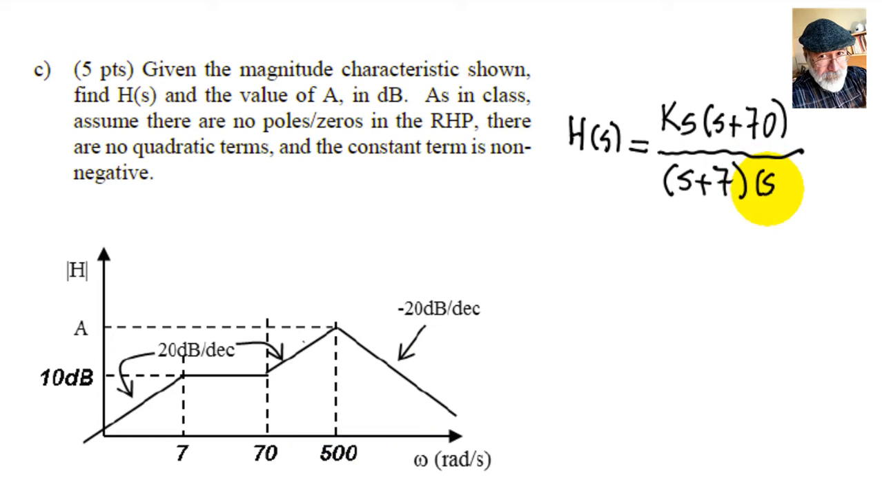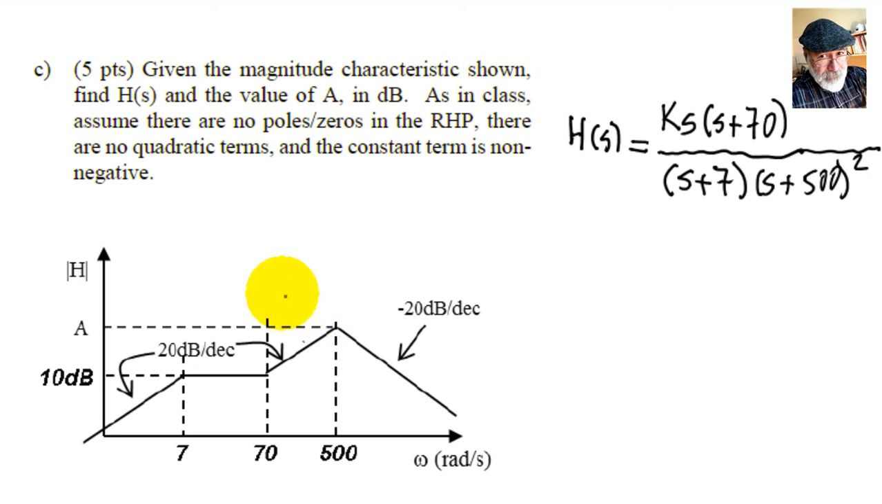Why a double pole and not a pair of complex conjugates with an undamped frequency of 500? Because the problem says there are no quadratic terms. So that is the shape of the transfer function we're looking for. But we still need to find K, and with K we can find what is the value of A.